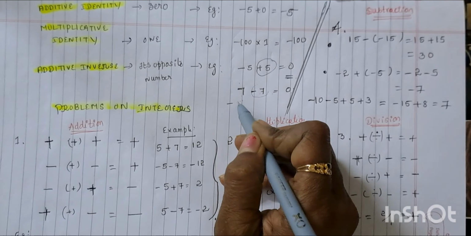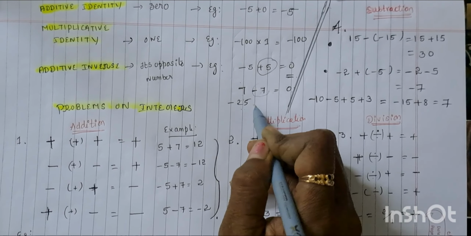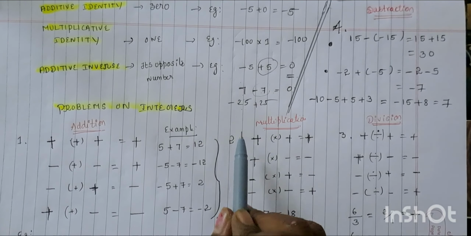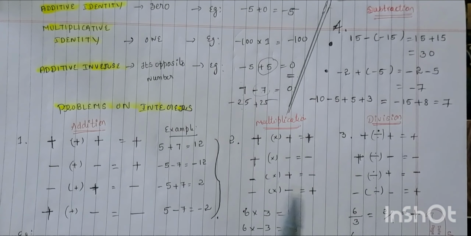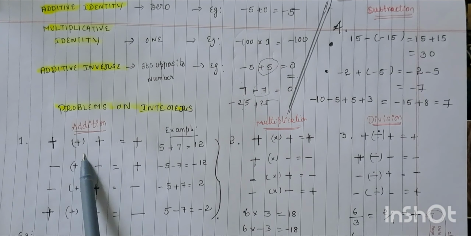If I am taking minus 25, what is the additive inverse of this minus 25? Plus 25. So this is nothing but the additive inverse. Now we are going to see the addition table and multiplication for integers.